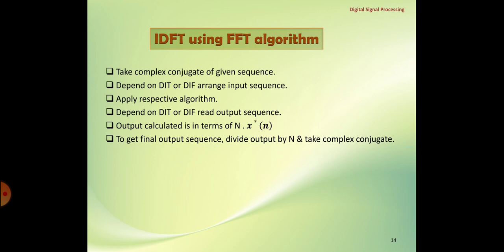So whichever output we get after the flow graph or after the calculation, we will get that output in the form of capital N multiplied by x conjugate of n. But we need the final output as x of n.